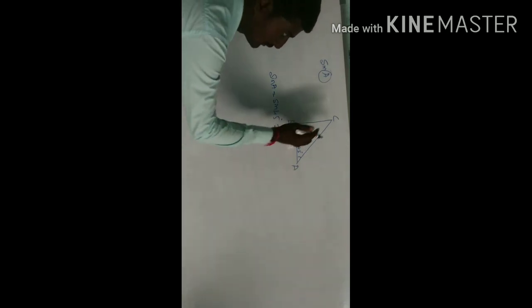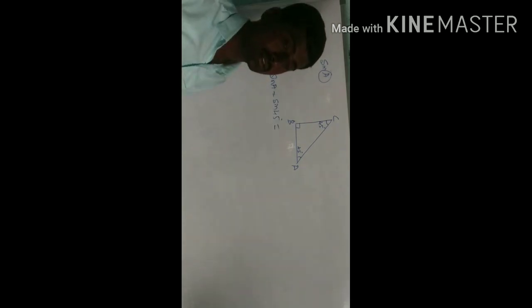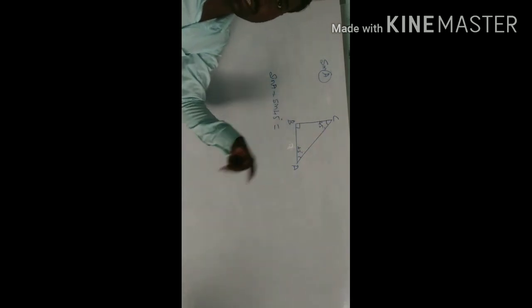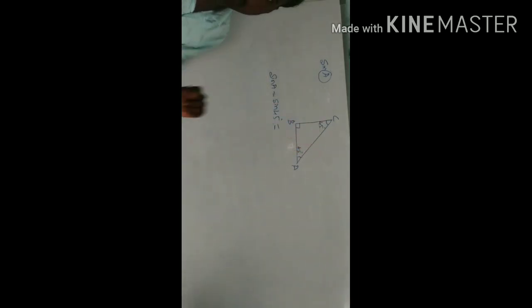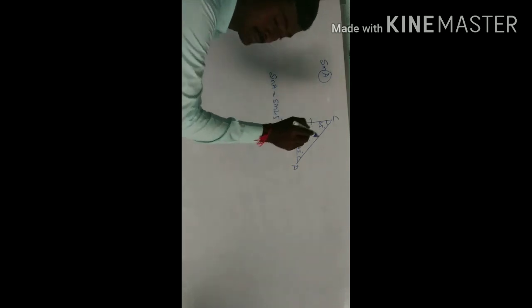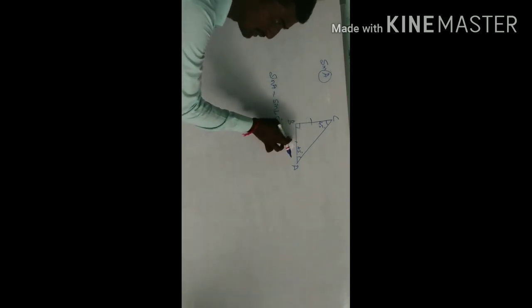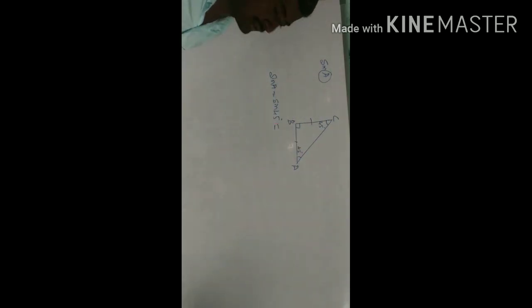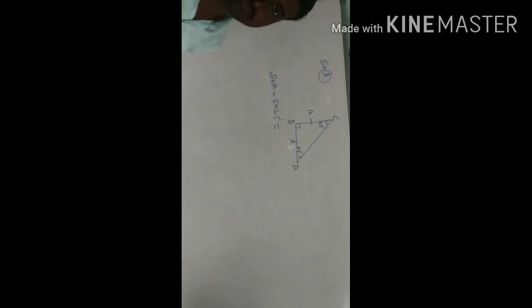If this angle is 45 and the other angle must also be 45 degree, because the sum of interior angles of a triangle is 180 degree. Here it is 90 and here is 45, so the remaining must be 45. If these two angles are equal, then these two sides must be equal, because the sides opposite to equal angles are equal. Now I will take this side as A and this one also as A.